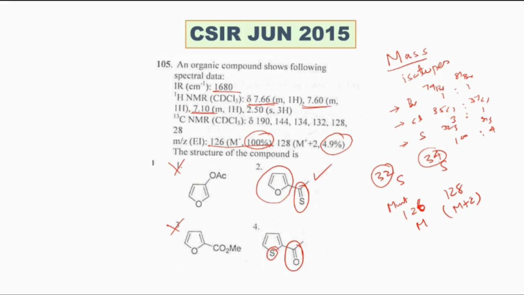So the values are very much de-shielded. It is de-shielding to 7.66. So that could be due to the minus I effect of the oxygen. Oxygen is more electronegative than sulfur. So the minus I effect may de-shield the aromatic protons. Is that okay, ma? Have you understood? Yes ma'am. Okay.